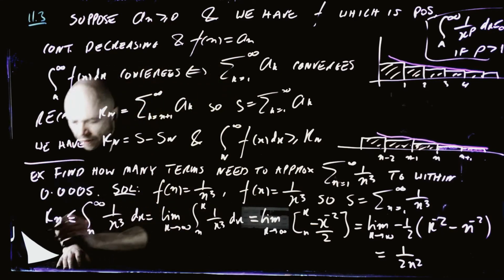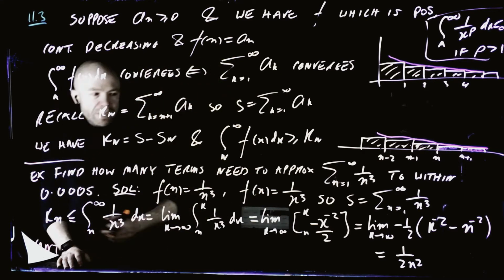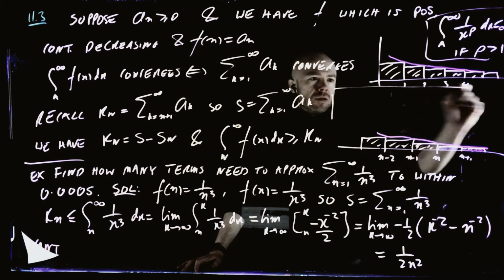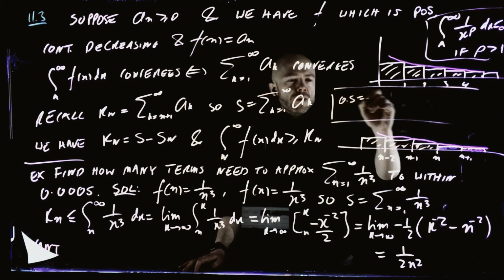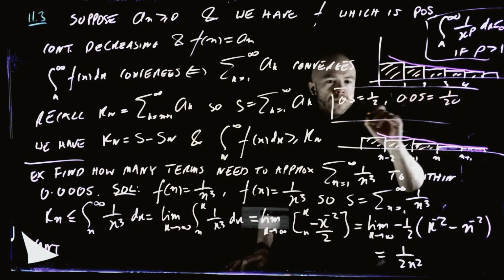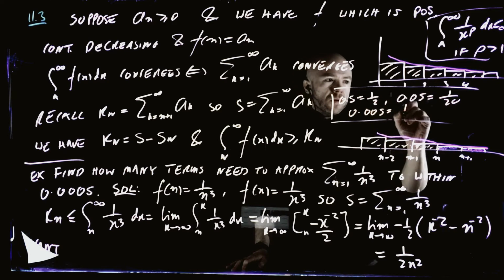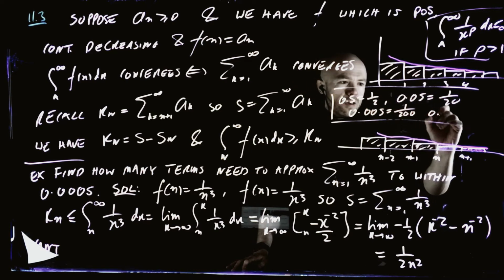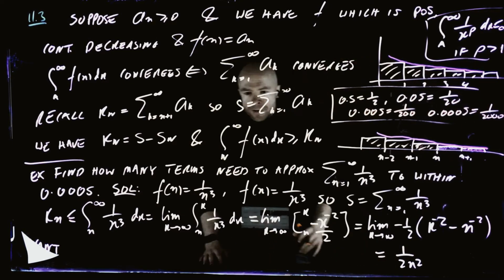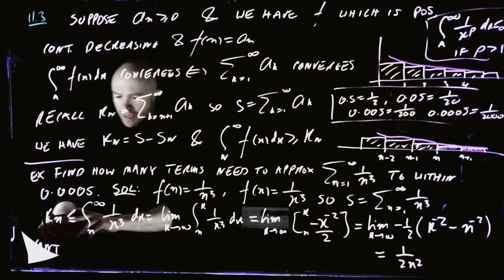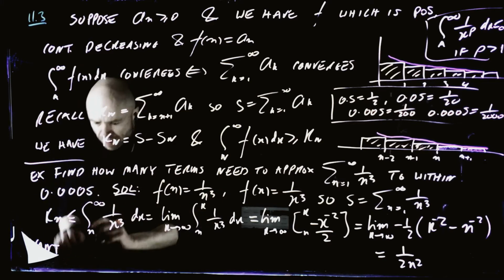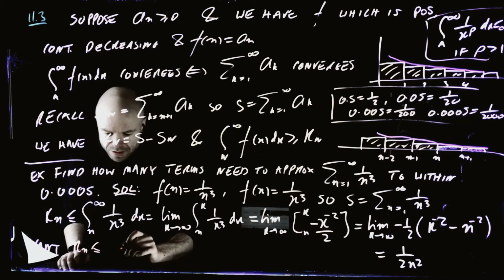All right, so we have explicitly this estimate, right? And what do we want? We want to have this within 0.005. So let's put this in fraction form. So 0.5 is 1 over 2. 0.05, therefore, is 1 over 20. 0.005 is 1 over 200, and 0.0005 is 1 over 2000. So we want this thing to be less than 0.0005. So it's the same as requiring that Rn is less than 1 over 2000.